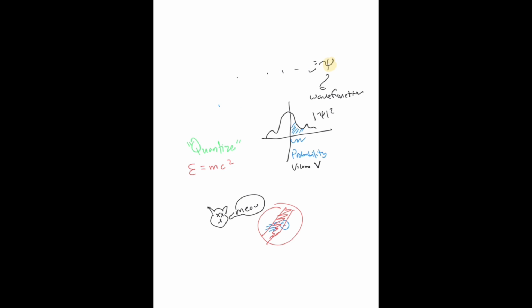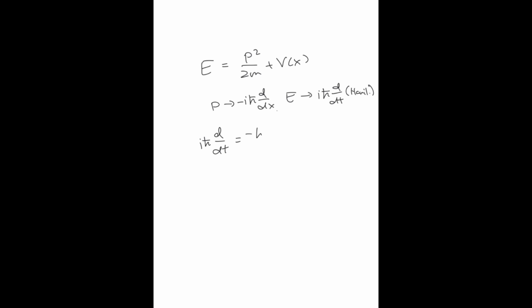We know from classical mechanics that the energy of a system is the kinetic energy plus the potential energy. To describe quantum systems, we replace the momentum with the momentum operator, and the energy with the energy operator, also called the Hamiltonian. By making these substitutions, we then obtain this expression. We call this the time-dependent Schrödinger equation.